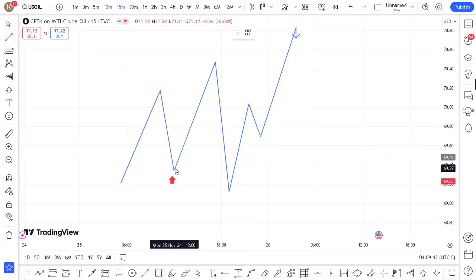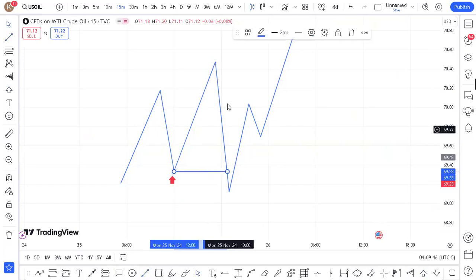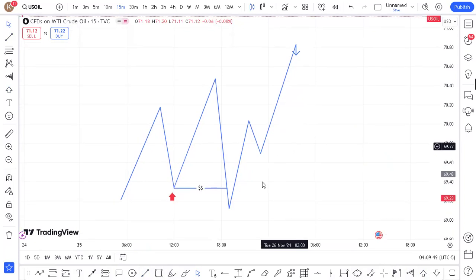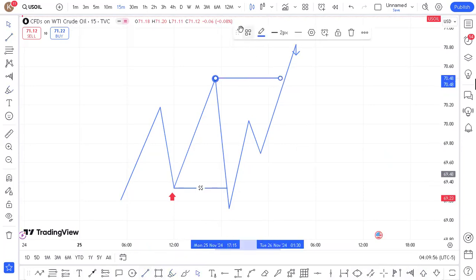So what does it mean? These are an area of liquidity. Wait for that area to be taken out, right? Wait for that area to be taken out. When that area is taken out, this becomes a valid high. Now, when the price breaks the structure, right? When you break the structure, this means that you have what we call an inducement here.